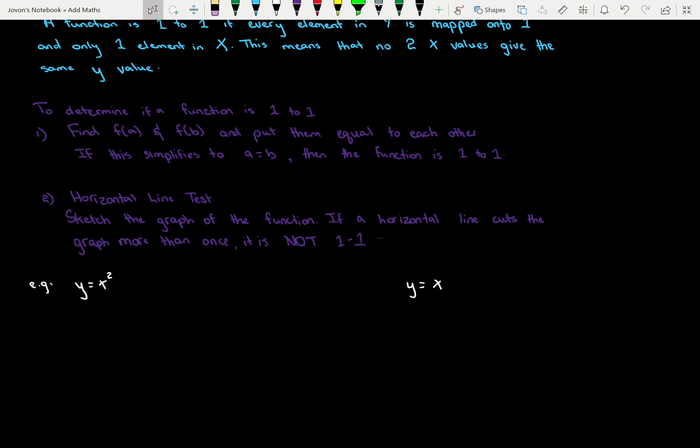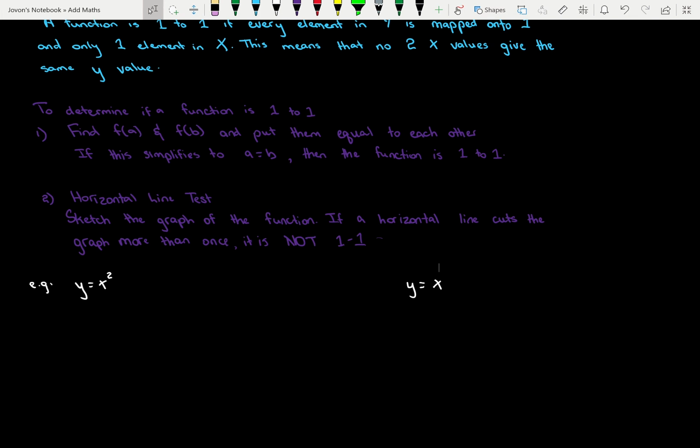To determine if a function is one-to-one, we have two ways to do this. The first way is to find f of a and f of b and then put them equal to each other, and if you get a being equal to b, then the function is one-to-one. Or you could also do a horizontal line test, where you sketch the graph of the function and draw a horizontal line, and if it cuts the graph more than once, the function is not one-to-one.